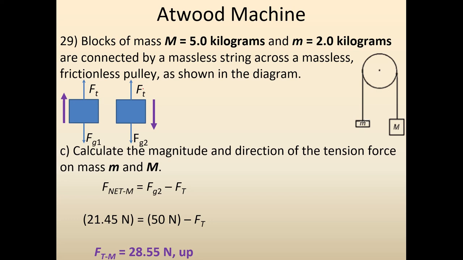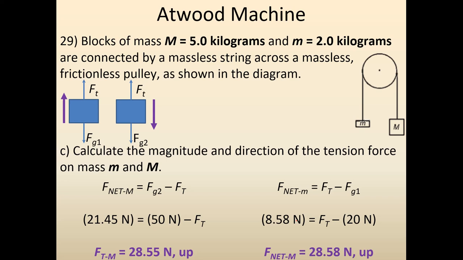Technically, the tension forces are the same, so I shouldn't have to do the little mass, but I'm going to do it anyway as a good check. So I plug my numbers in. Again, this time, the tension force is in the direction of acceleration, so that one's the positive one, minus FG1 going down. Plug the numbers in. This time I'm actually adding these two numbers, and I get 28.58.